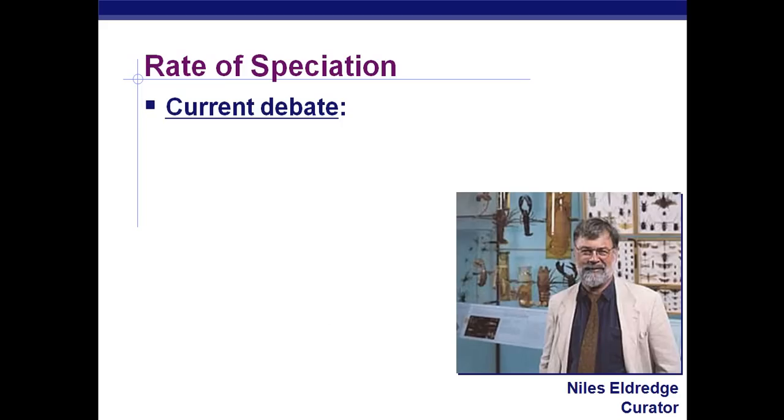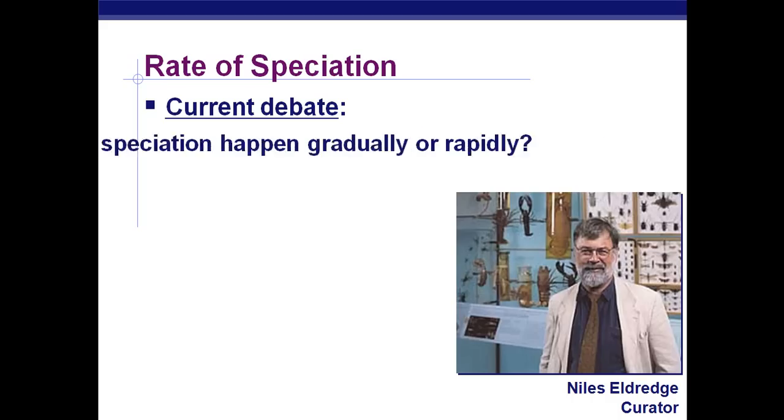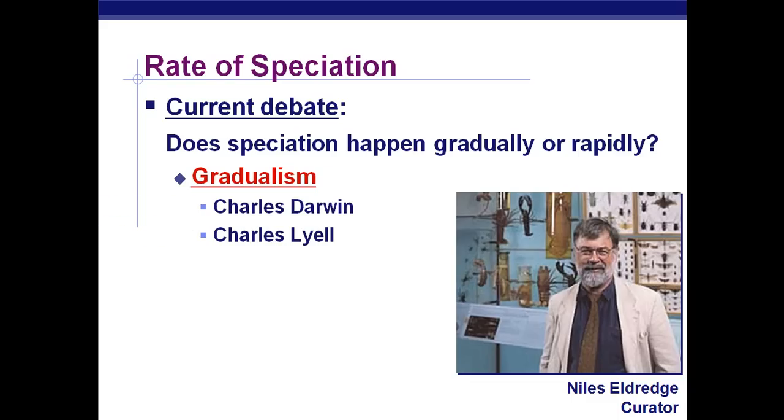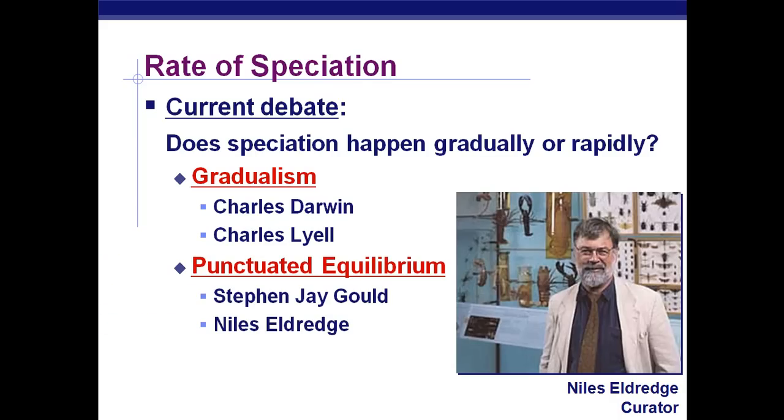Now, how quickly does speciation occur? There's a debate going on to look at two different hypotheses. Does speciation happen gradually or rapidly? One idea is gradualism, and this was put forth by Darwin and Lyell, Charles and Charles. Punctuated equilibrium has been supported by Stephen Jay Gould and Niles Eldredge. Here you see Niles Eldredge. So let's take a look at each of these and which is true.